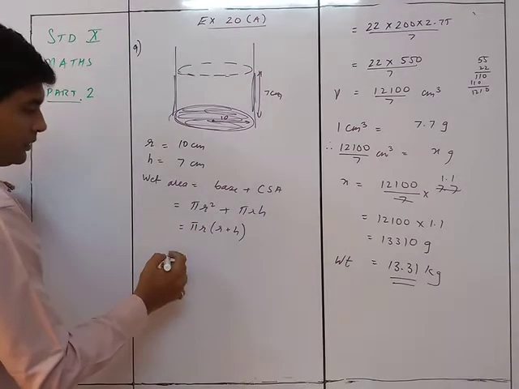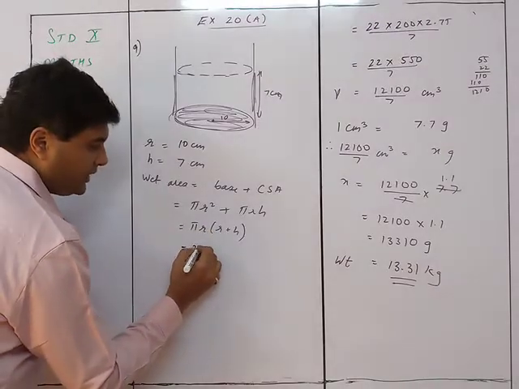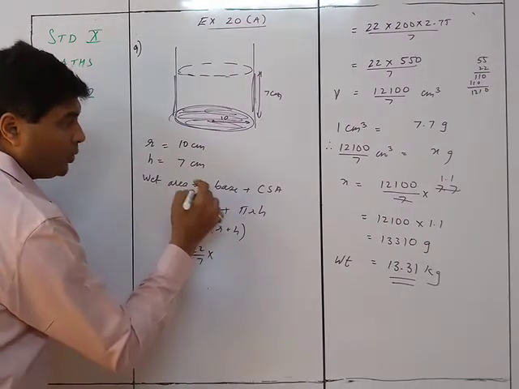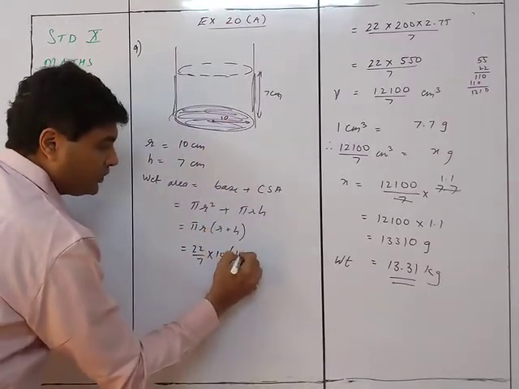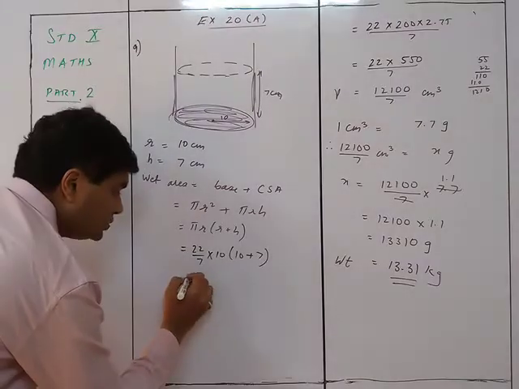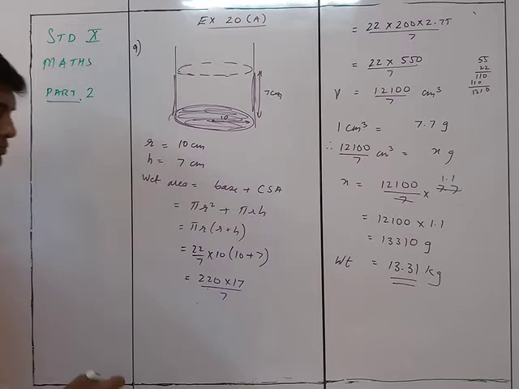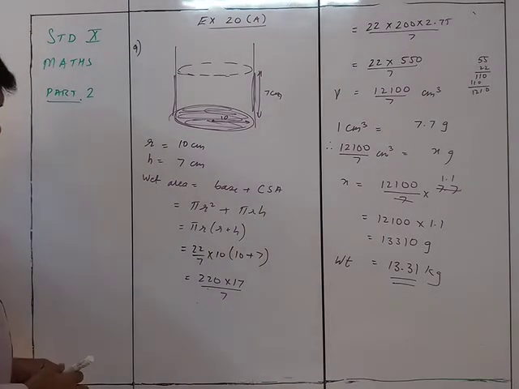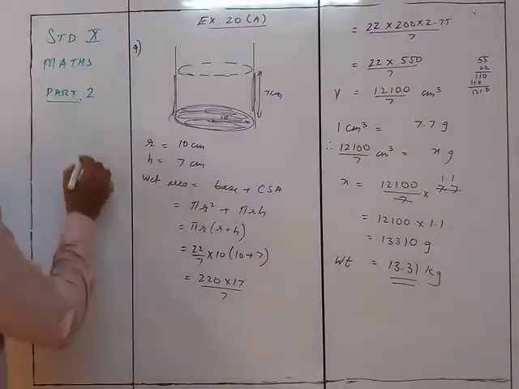Okay. So that's why you are going to get it over here as 22 upon 7 into, what is r? r is 10 into 10 plus 7. So there is 220 into 17 upon 7. Got it? So this will be the wet part. So let's multiply and see.